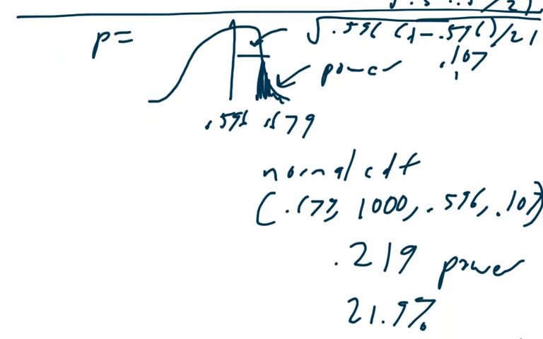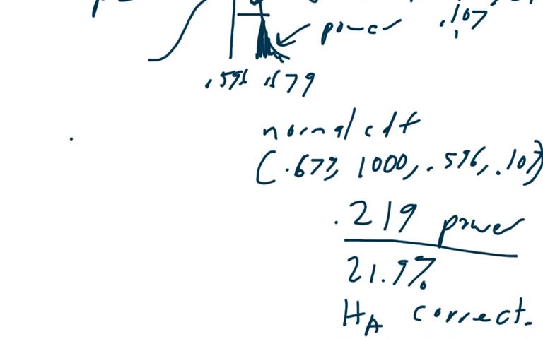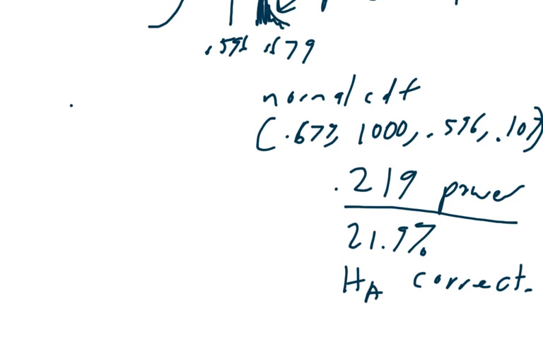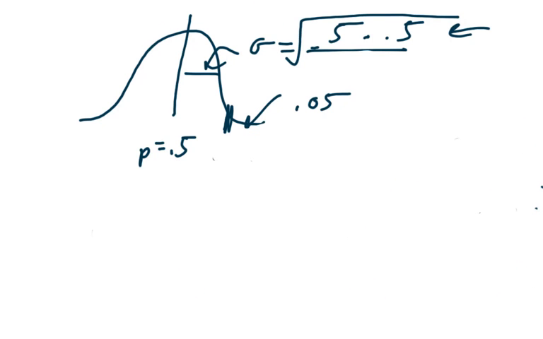So when we did the normal CDF from 0.679 to 1,000 with a mean of 0.596 and a standard deviation of 0.107, we got 0.219 as the power, which means we had a 21.9% chance of getting the alternate hypothesis correct. And that was in our first trial. Now let's see what happens in our second trial.